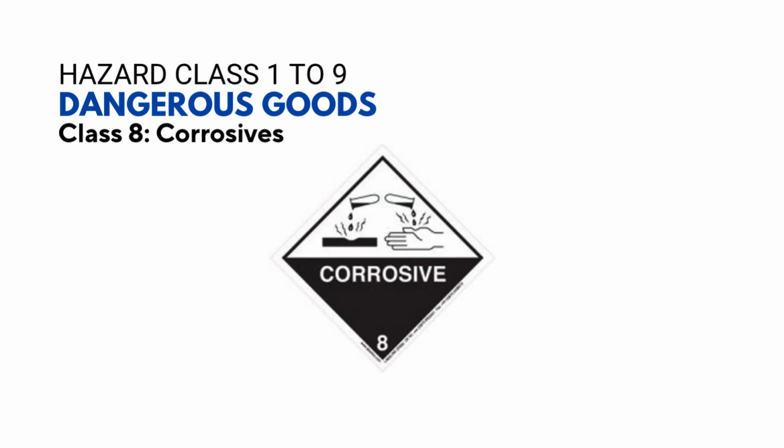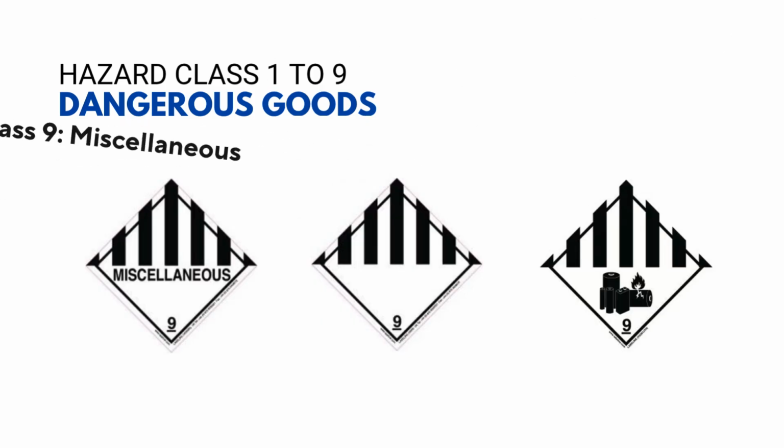Now let's look at Class 8 corrosives. These substances can destroy living tissue and corrode metals upon contact. The black and white label shows test tubes pouring liquid onto a hand and a metal surface, a clear warning of their destructive nature. Common examples include sulfuric acid, hydrochloric acid, and sodium hydroxide. When transporting corrosives, containers must be tightly sealed and resistant to chemical attack to prevent spills and injuries.